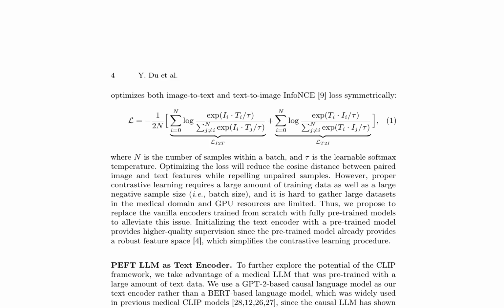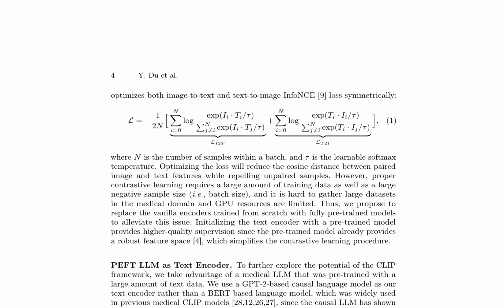to different unseen data. The CLEFT framework first efficiently incorporates an LLM into the CLIP framework, which includes a vision encoder and a text encoder with the corresponding projection head that encodes the image-text pair into the same feature space. The multimodal contrastive learning optimizes both image-to-text and text-to-image InfoNCE loss symmetrically, reducing the cosine distance between paired image and text features while repelling unpaired samples.